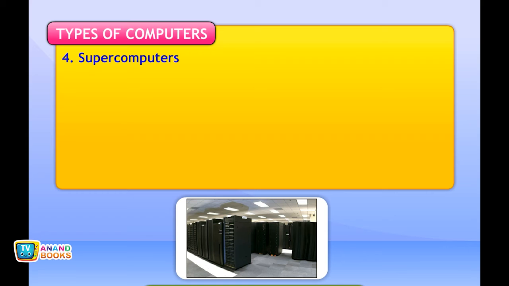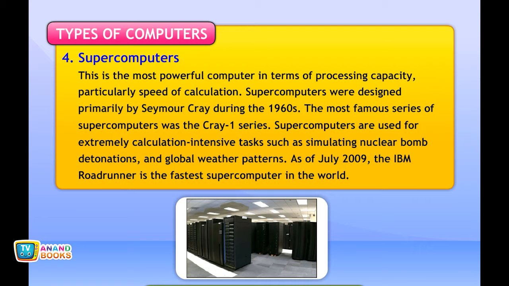4. Supercomputers. This is the most powerful computer in terms of processing capacity, particularly speed of calculation. Supercomputers were designed primarily by Seymour Cray during the 1960s. The most famous series of supercomputers was the Cray 1 series.